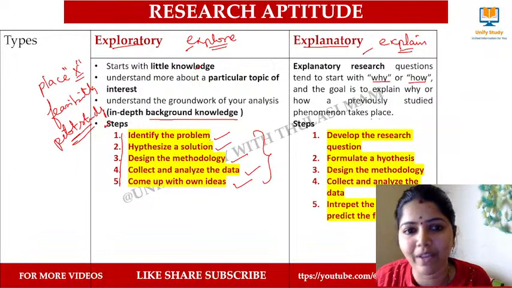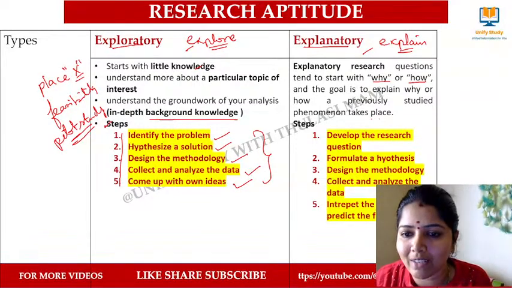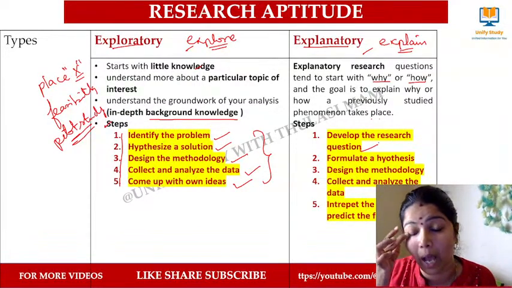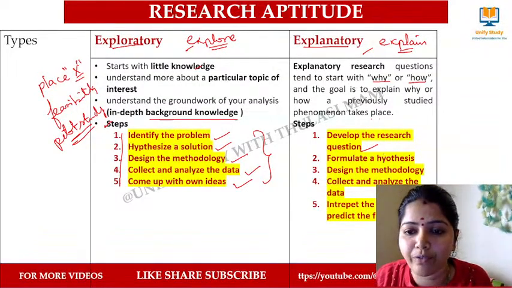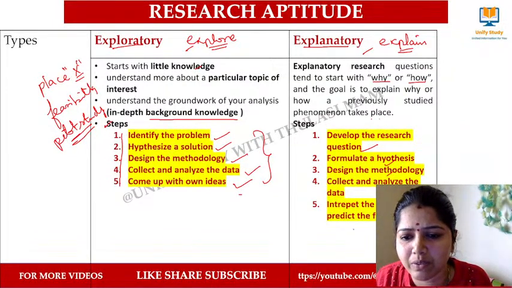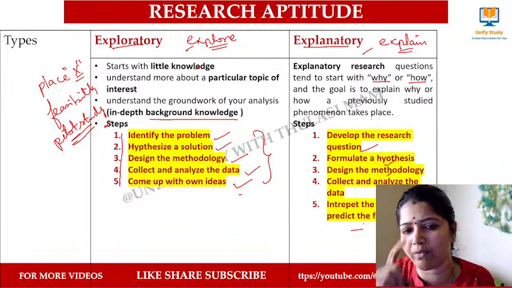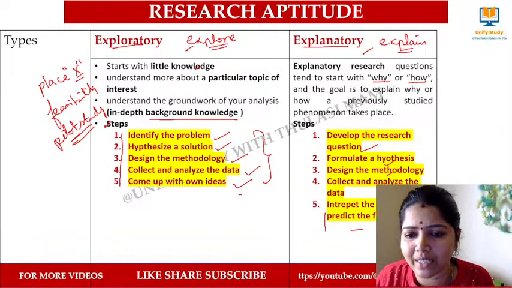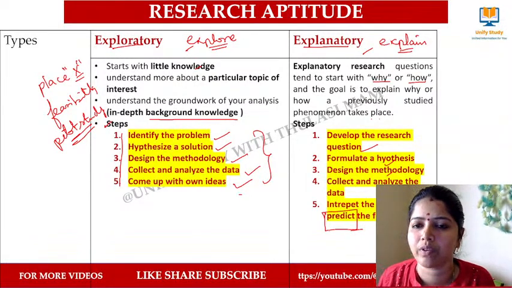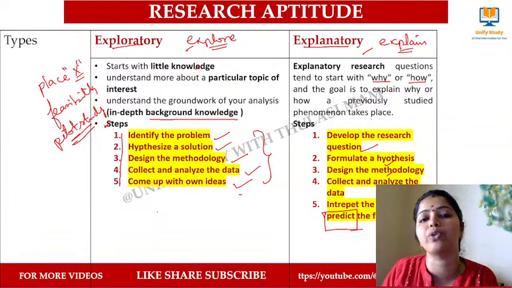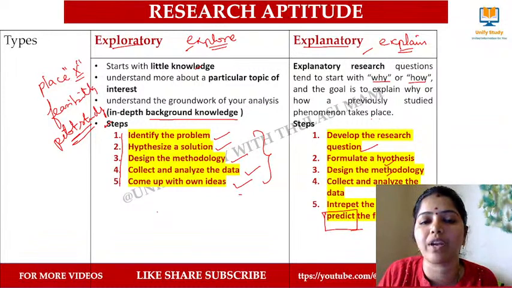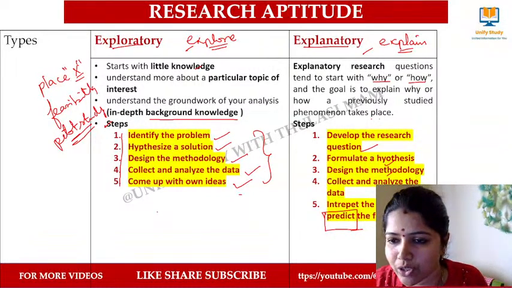In exploratory research, they identify the problem, where to go. In explanatory research, they develop a question, because the thing has already happened and I'm going to explain the concept. I'm going to formulate a hypothesis and design a method. The major difference between these two is only one point. In explanatory, I'm going to predict the future. In exploratory, I'm going to come up with new ideas, with new avenues. That is exploratory research and explanatory research.